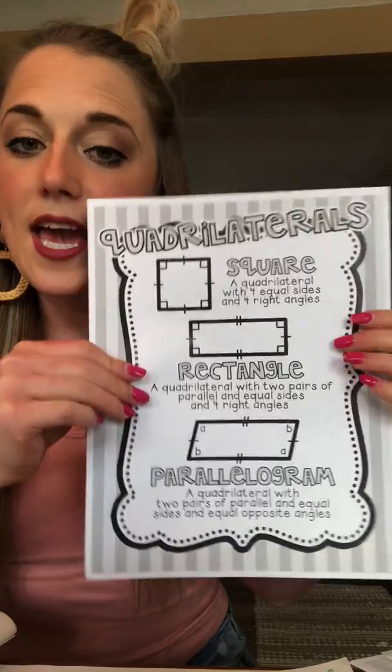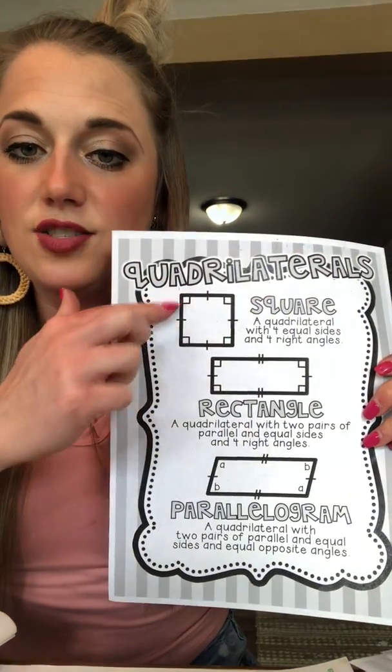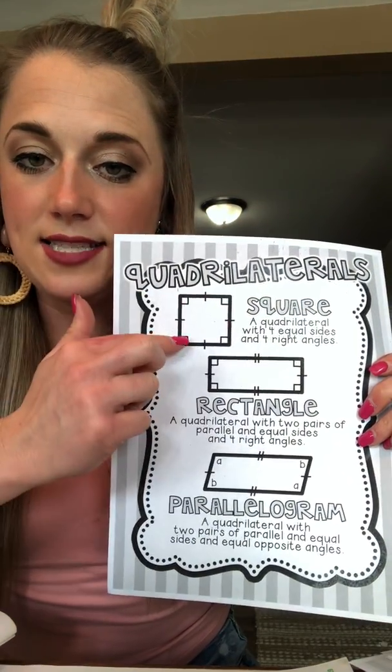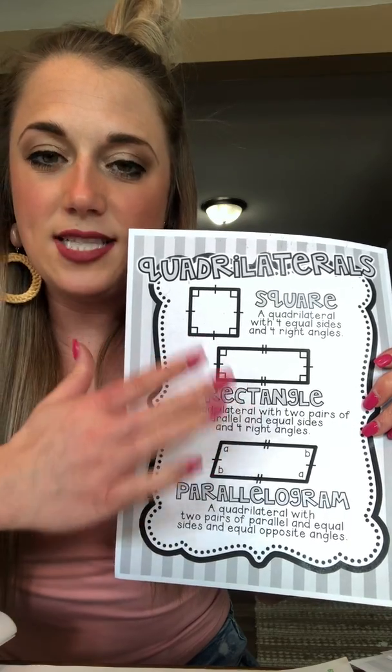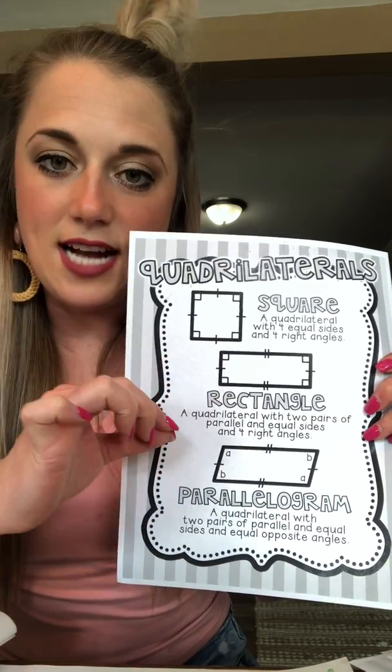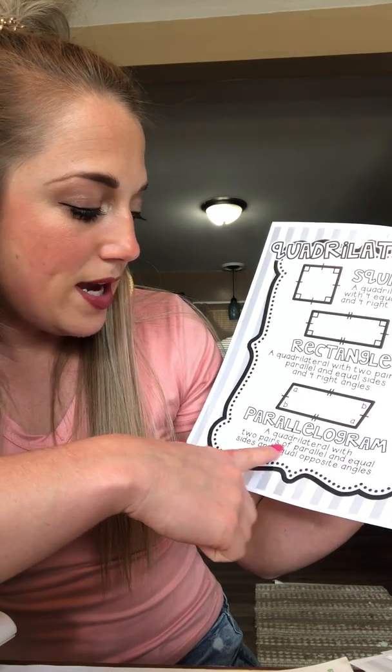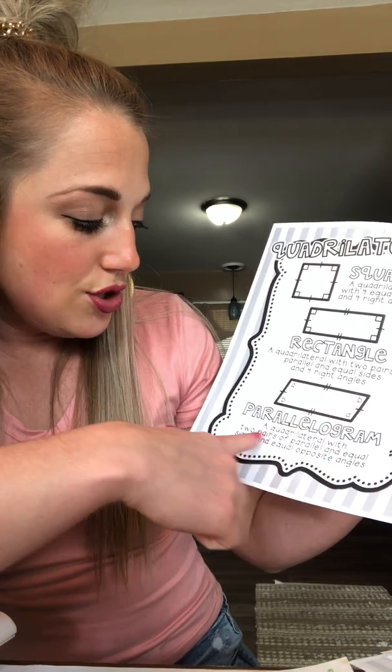That's fine. A square has 2 sets of parallels, 4 right angles, and all sides the same, while a rectangle is just the same as that, but not all sides the same. And then the parallelogram is a quadrilateral with 2 pairs of parallel and 2 sides equal and opposite.